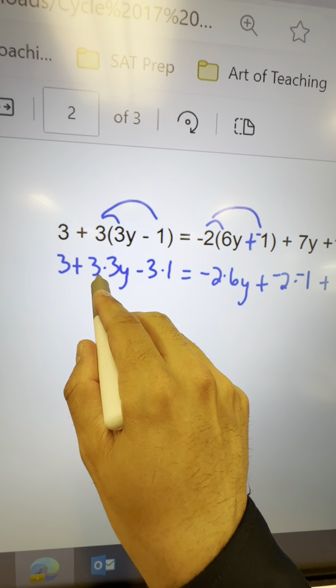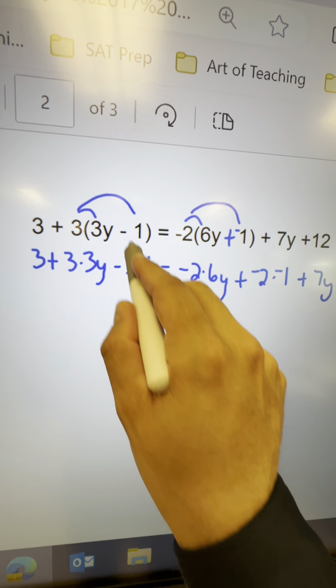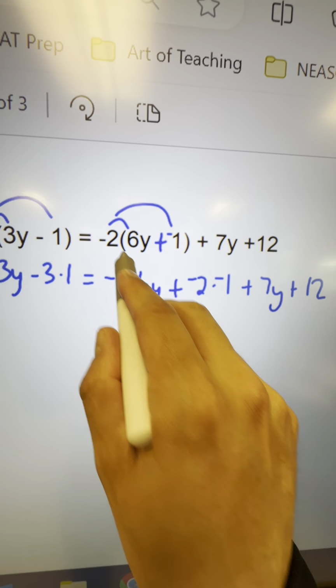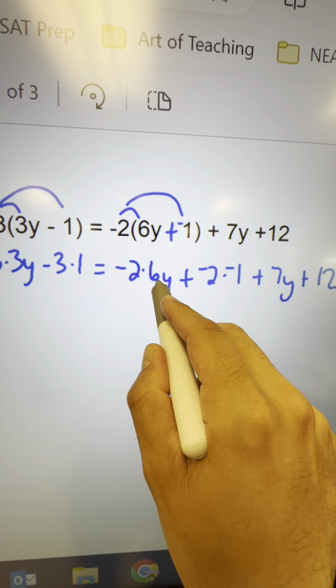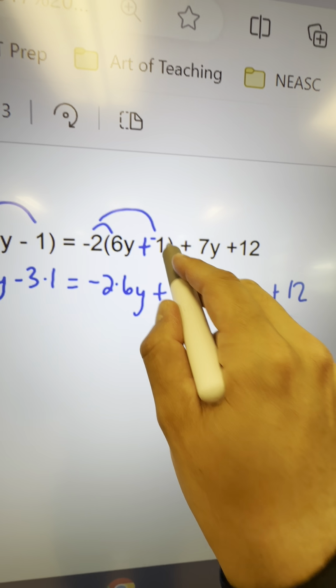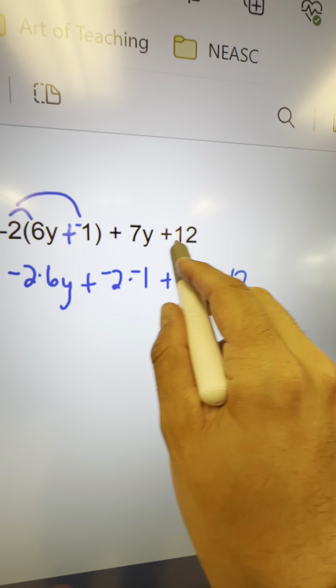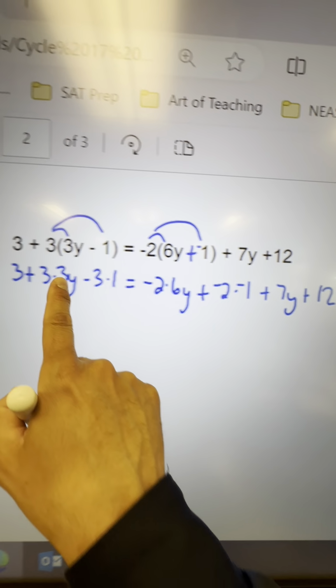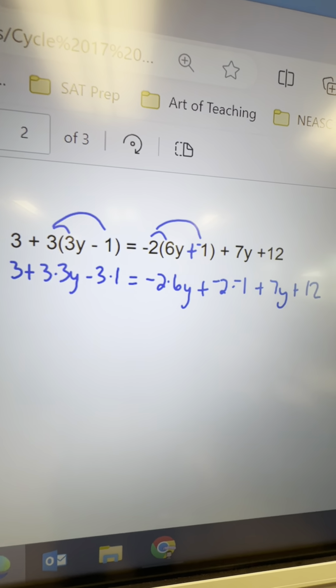So again, distributive property first. 3 times 3y, I did that. 3 times 1, I did that. And I just brought down my minus sign. Here I'm distributing a negative, so I rewrote it as addition. Negative 2 times 6y, I wrote that down. Negative 2 times negative 1, wrote that down. This, I just brought down to the next step, so plus 7y plus 12. So again, the only thing I did was the distributive property in step 1.